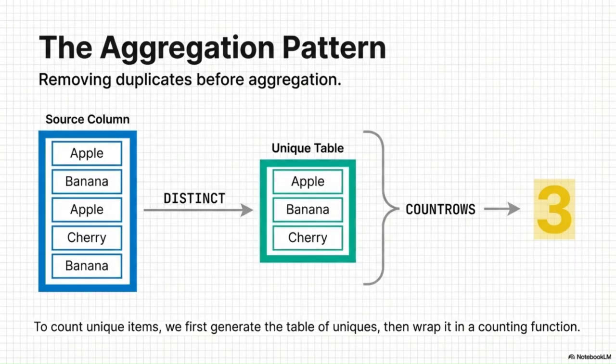Here's the most common pattern used in real projects. First, DISTINCT creates a virtual table of unique values. Then COUNTROWS counts how many rows exist in that virtual table. Think of it as a two-step process. Step 1, remove the duplicates, and step 2, aggregate it.